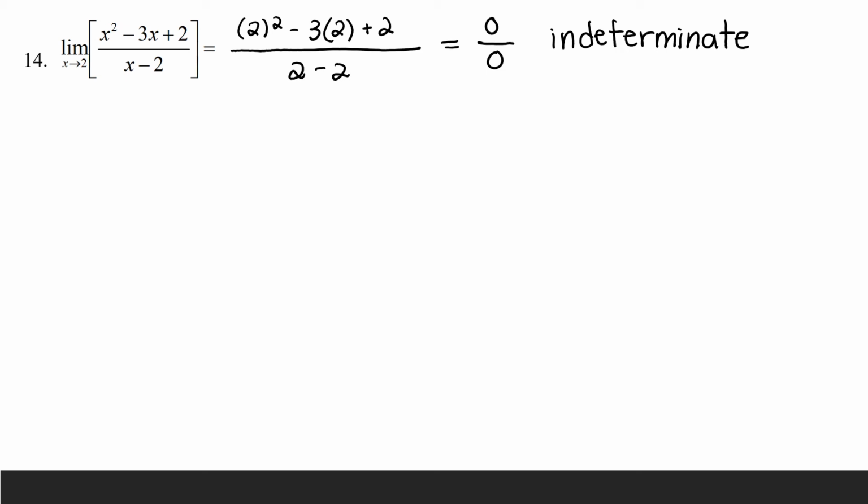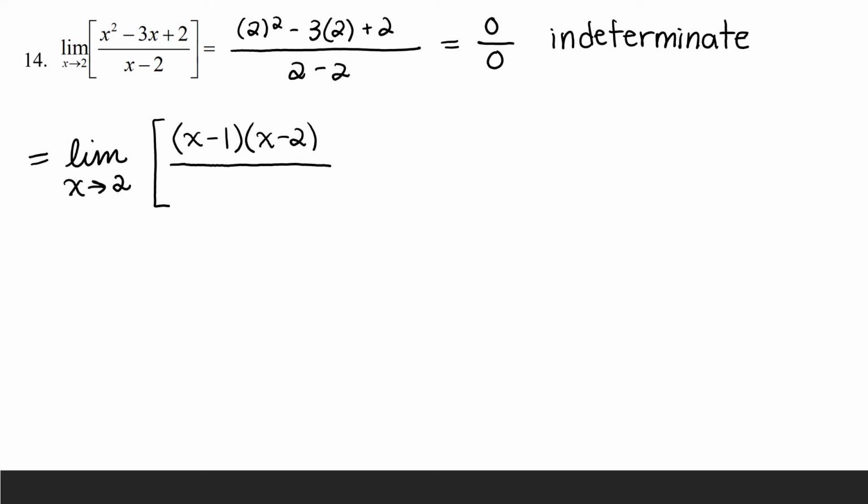When something is indeterminate, that means we need to do more work. And since I see a polynomial over a polynomial, this is just a rational expression that I want to try to simplify. And I'll do that by factoring. So I have the limit as x approaches 2 of, well, x squared minus 3x plus 2 will factor to x minus 1 times x minus 2. And x minus 2 is already nice and factored.